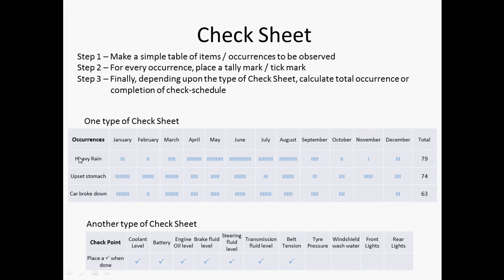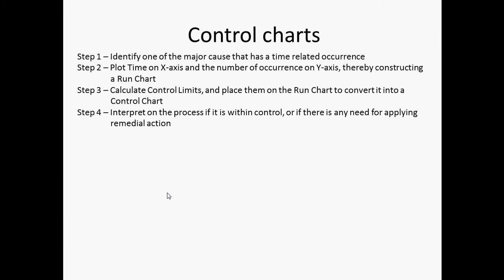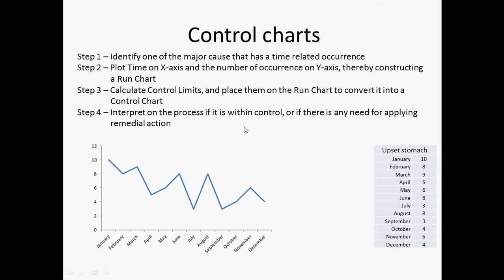But heavy rain, well, I cannot control it, so forget it. Upset stomach, maybe I can control it. So I'll plot this, something like that. Alright, and upset stomach is what I am using. And then plot time on x-axis and the number of occurrence on the y-axis, thereby constructing a run chart. That's it. That's my run chart on these things. January 10, February 8, March 9, like that.